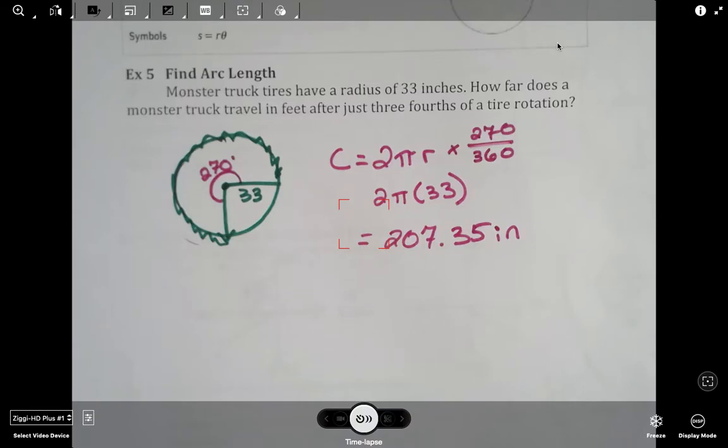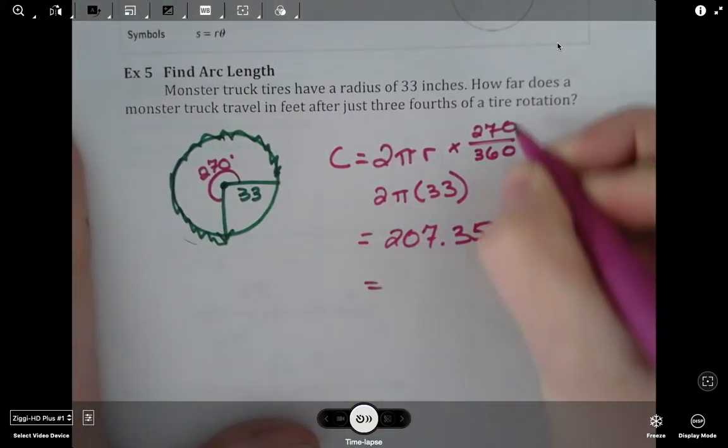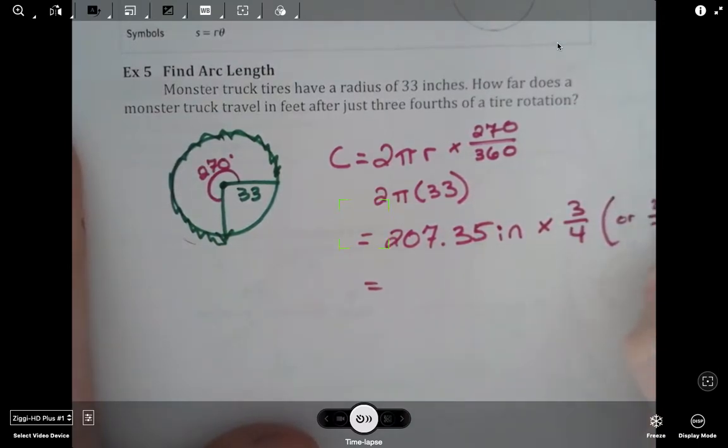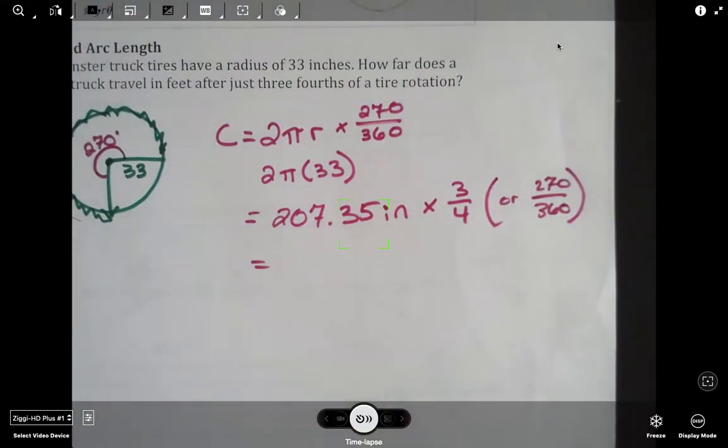So when you're doing this, you look at the entire circumference first, and then you multiply by just the fraction of the circle that you want, which is only 270 degrees out of the total 360, right? Now 270 over 360, they've already told us, is 3/4. So I just want to take my ending number and multiply by 3/4, or 270 over 360. So take that 207.35 and multiply by 3/4. And tell me what you get.